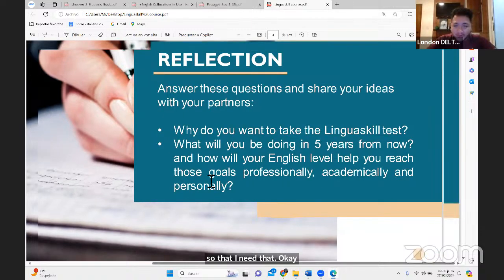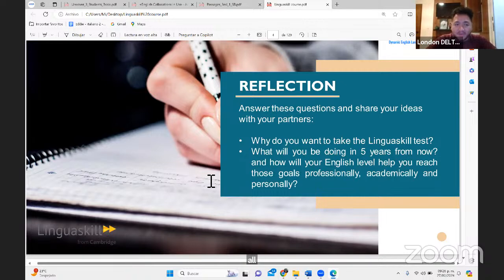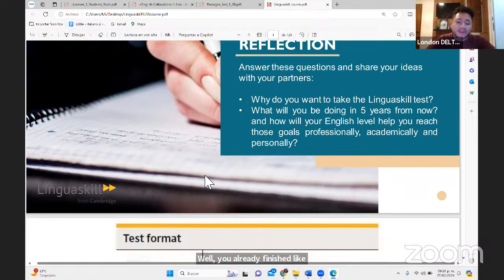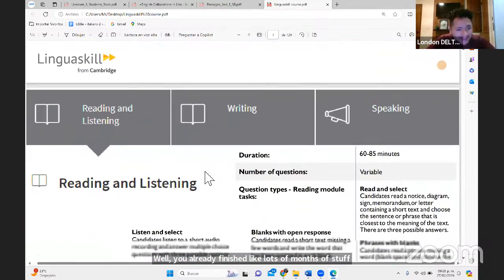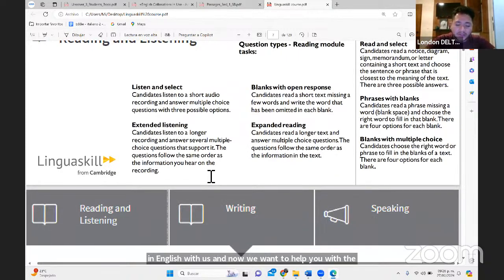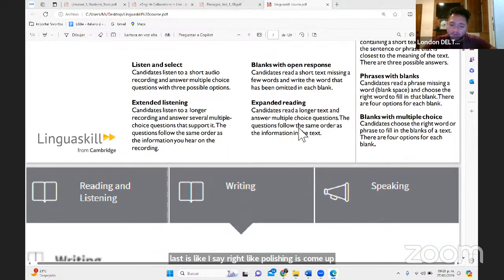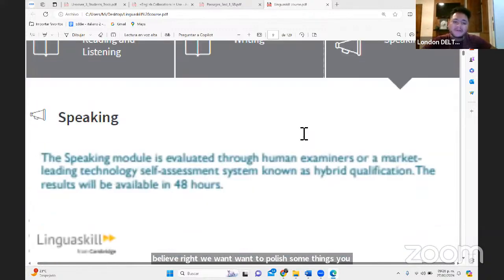Okay, very well. Thank you for sharing your goals. So why are we checking this at the beginning? Because what you're doing now and what you will be doing during the class is going to be what motivates you to keep in class. You already finished lots of months of studying English with us, and now we want to help you with the last polishing. Es como pulir, right? We want to polish some things. You already know some things. Now we want to make it better.